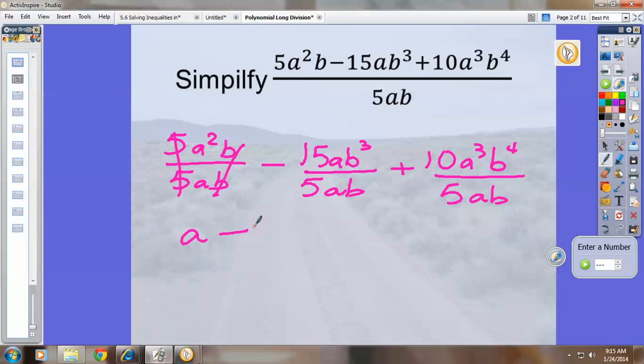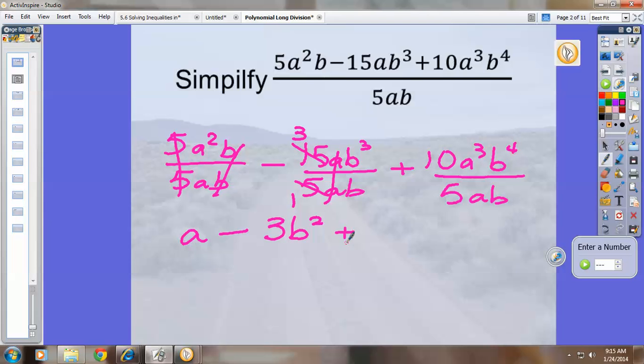Minus, let's keep going, 15 divided by 5. What goes into 15 and 5? 5 goes into both. 5 goes into 5 once, into 15 3 times. We have a divided by a. Well, that's going to cancel out. Then we have b cubed divided by b, which is b squared.